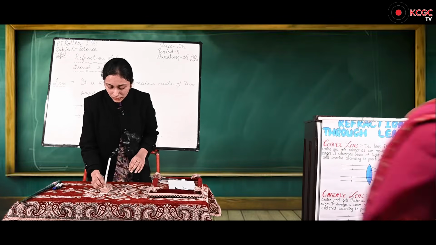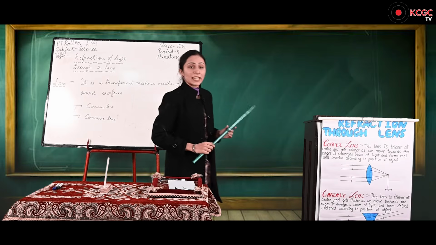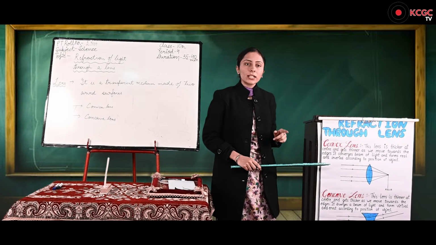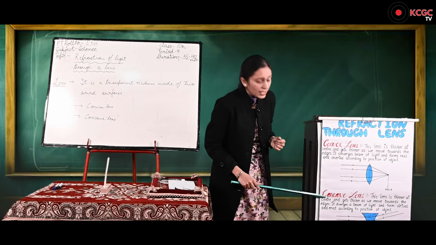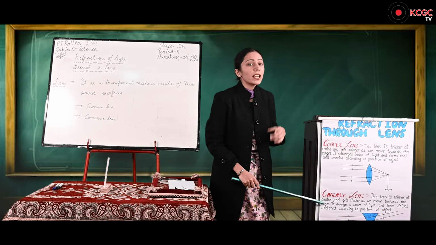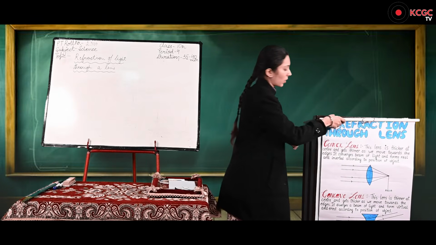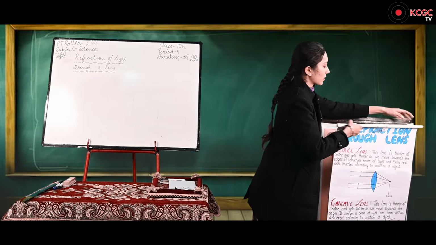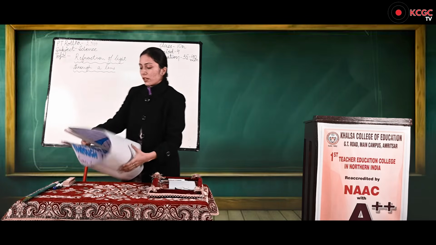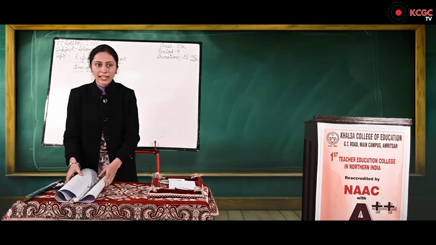So students, we have just proved with the help of the experiment that a convex lens behaves like a converging lens and it forms the inverted image of the object. Whereas a concave lens does not form an image and it behaves like a diverging lens. So students, now we're going to recapitulate the topic and I'm going to ask you certain questions regarding the topic. If you know the answer, please raise your hand, don't give me a collective answer.